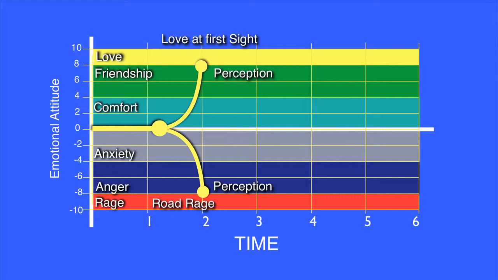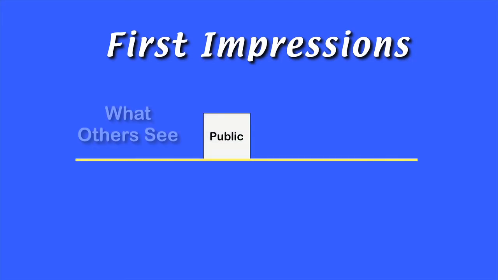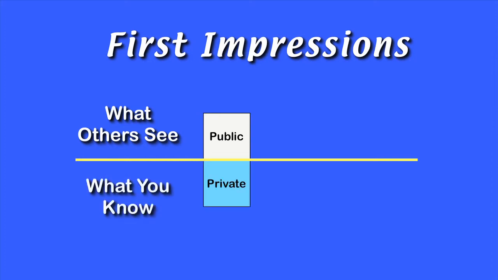How do we handle our relationships on a daily basis and keep our emotions on the plus side? In relationship management, it's not all about how we view others. We need to become aware of how others view us. What is their first impression of us? First impressions fall into what is known as the public view. It's what others see. Now there is another view. It's called the private view. It's what we know about ourselves and may not want to share with others.